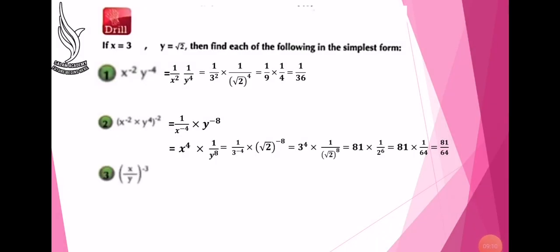Third one, (x over y)^negative 3 equals (y over x)^3. We make the power positive by taking the multiplicative inverse of the number. (Y over x)^3 equals (root 2 over 3)^3, which is equal to root 2 over 27.